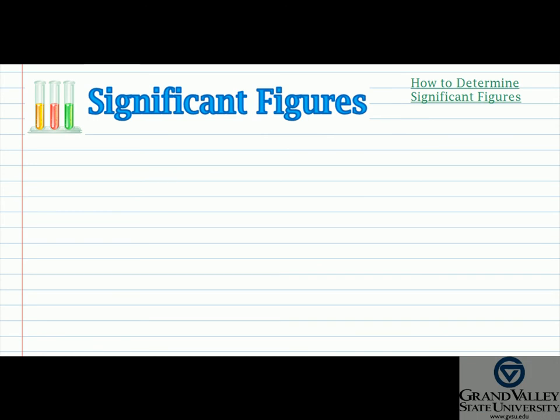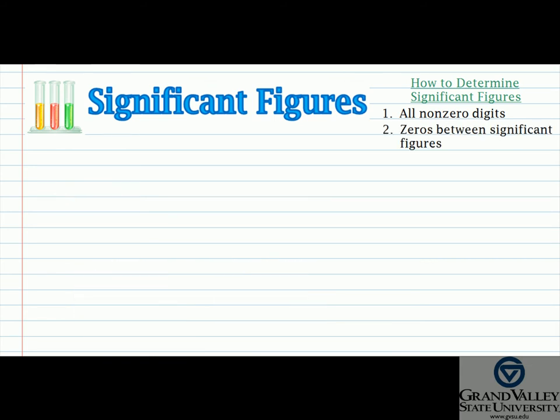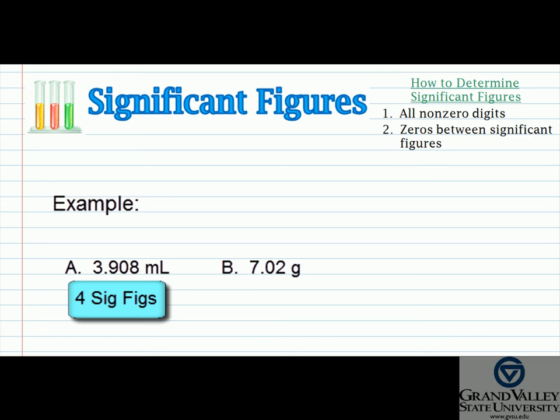Let's take a look at a list of rules summarizing how to determine which digits are significant. The first rule states that all non-zero digits are significant. For instance, 1.86 grams has 3 significant figures and 2 significant figures are present in 5.1 centimeters. Secondly, zeros that are between significant figures are significant. Therefore, 3.908 milliliters has 4 significant figures, and 7.02 grams has 3 significant figures.